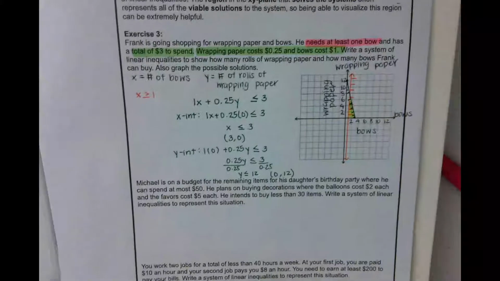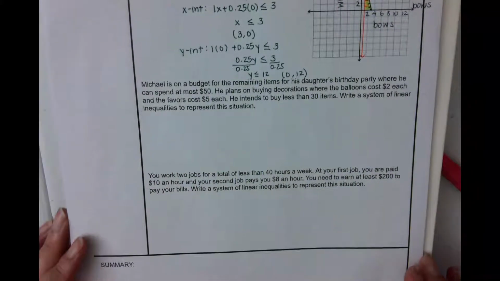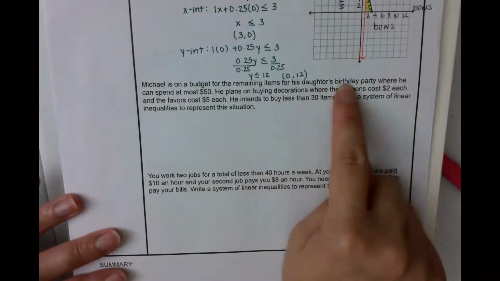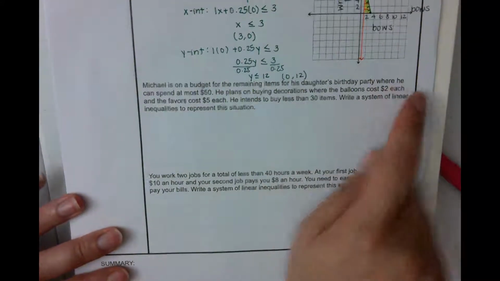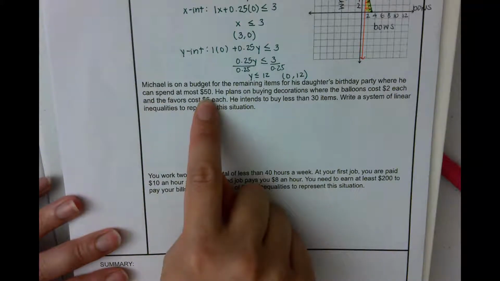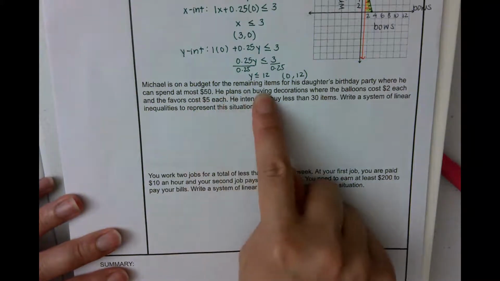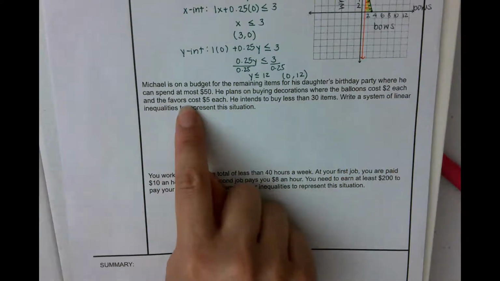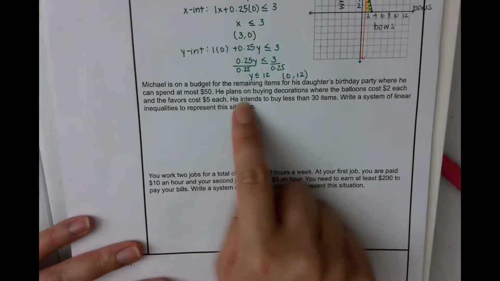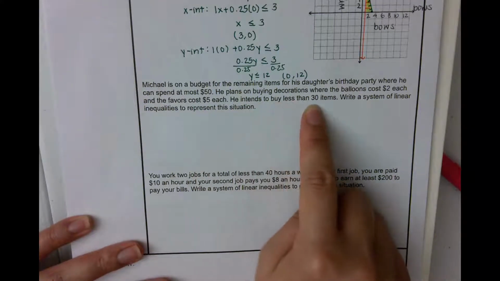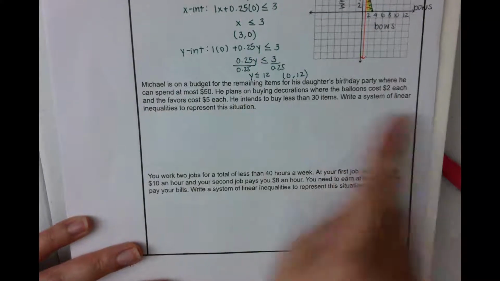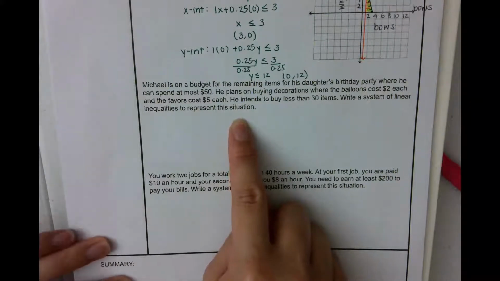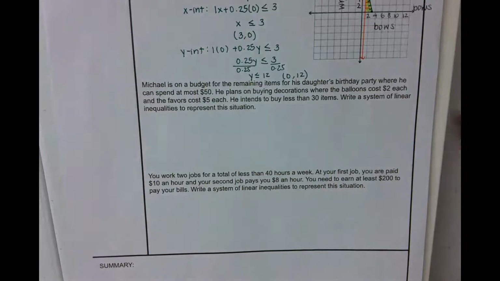So now let's move on to the next one. Michael is on a budget for the remaining items for his daughter's birthday party, where he can spend at most $50. He plans on buying decorations where the balloon costs $2 each, and the favors cost $5 each. He intends to buy less than 30 items. We're just going to write a system of linear inequalities to represent it, so this time we're not going to graph it. So let's chunk out what we have.